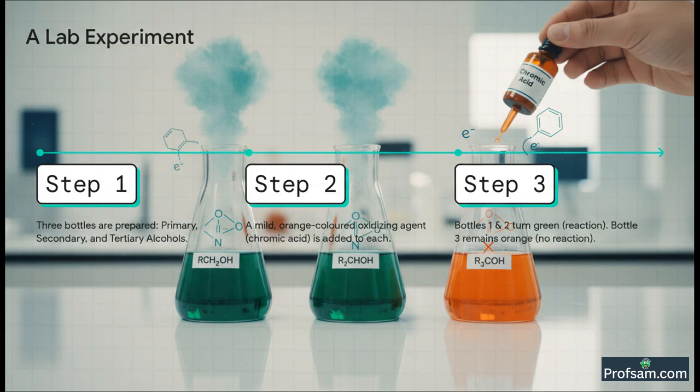So, what do you see? In the first 2 bottles, the one with primary and the one with secondary alcohol, that orange solution immediately turns green. That color change is your visual proof. It tells you electrons have been transferred, oxidation has occurred. But what about the third bottle, the one with the tertiary alcohol? Nothing happens. It just stays orange.